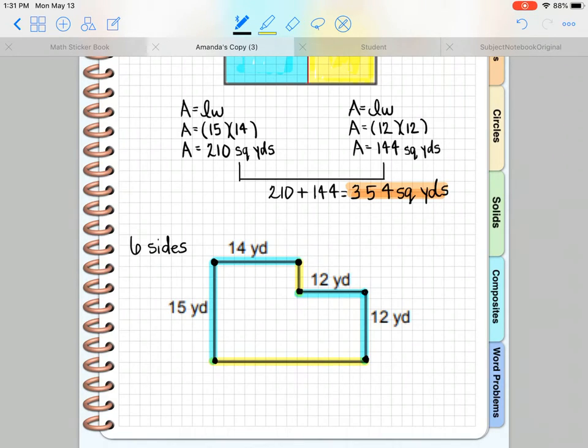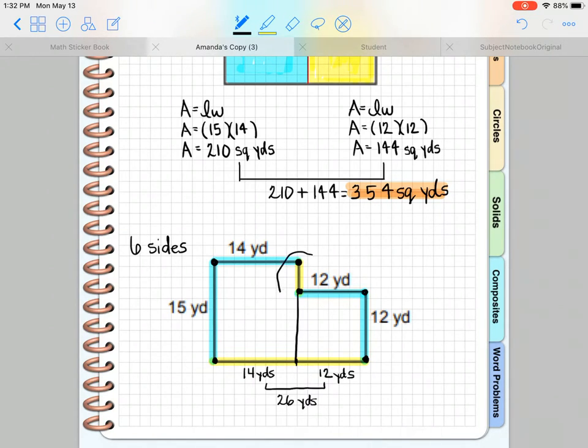I know that this distance, and if you want to put a parsing line in there, you can. That's no problem at all. But I know that this distance is 14 yards, and this one is 12. And I know that by looking up here at the parallel sides. So if you add the 14 and the 12 to get that whole bottom row, you're going to get 26 yards for the bottom. So we found that largest side.